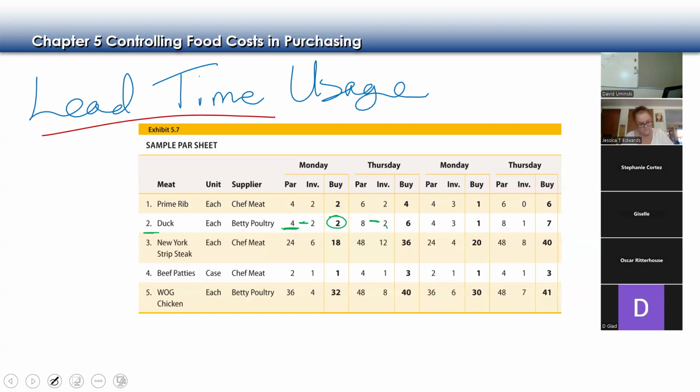Lead time usage is the amount used between ordering and delivery. Because we order product, we don't want to just shut down for the day. And so we want to make sure that we have enough product in the end, when that truck drives away, that we're back up to par. We want to add back in our lead time usage. So number 7 on your back page is lead time.